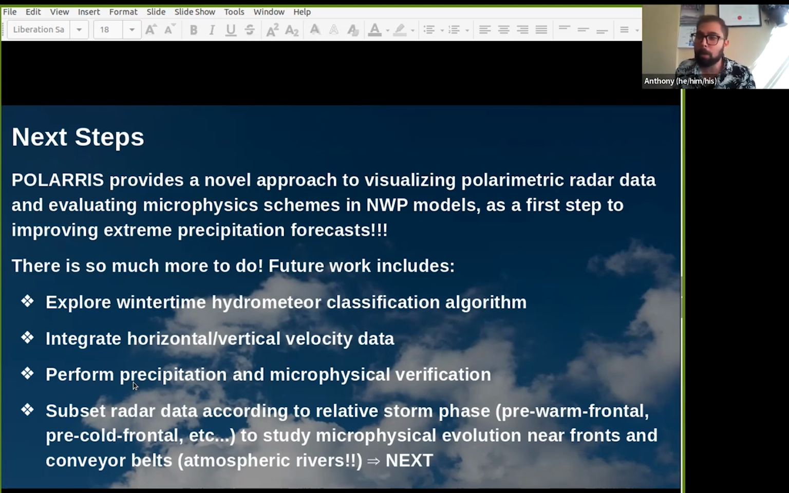I want to perform a precip and microphysical verification for both of these cases, which is currently ongoing, and then subset all the data to look at different sections of the storm, prefrontal, postfrontal, to look at how the atmospheric river is performing or what it looks like in different sections.